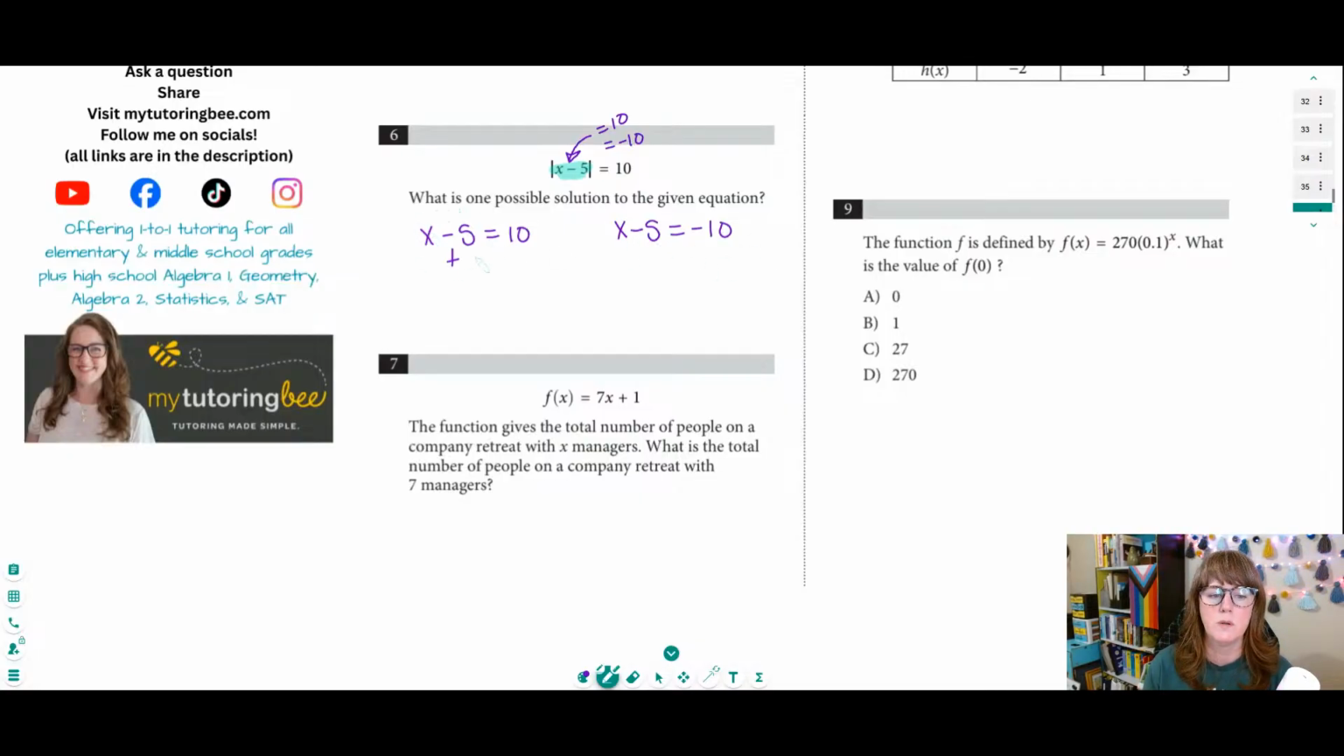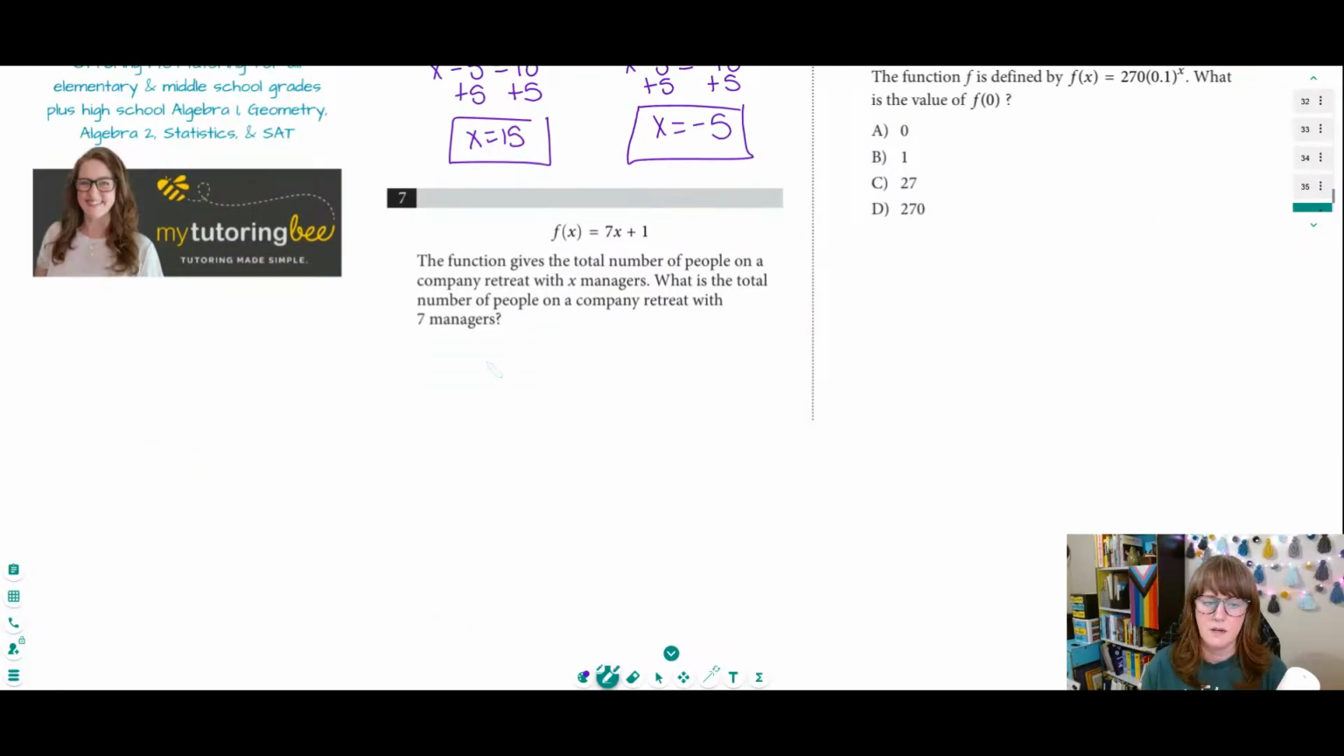All right, so let's go ahead and solve. We're going to add 5 to both sides on this one. So this gives us x equals 15. We're going to add 5 to both sides on this one. So this one equals x equals negative 5. And those are our 2 options. So either of those would be acceptable solutions for this equation.